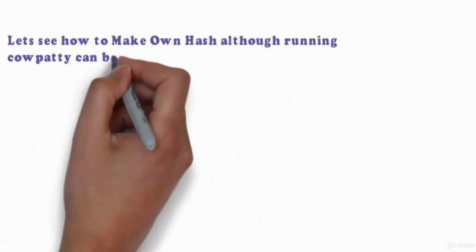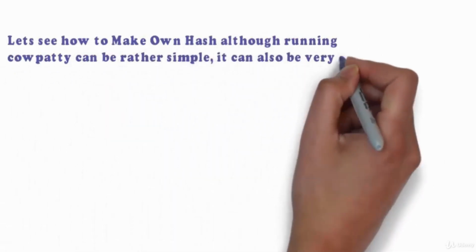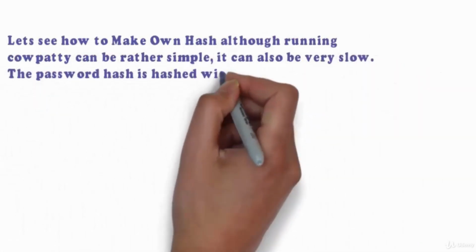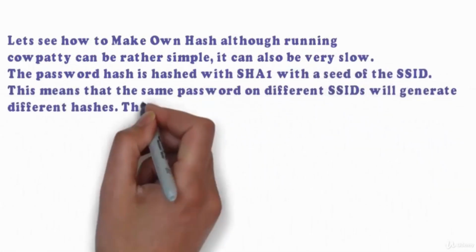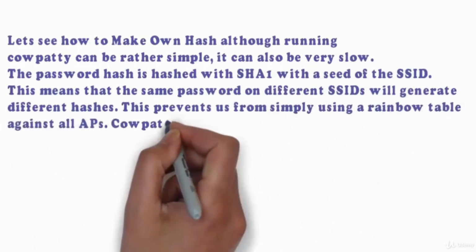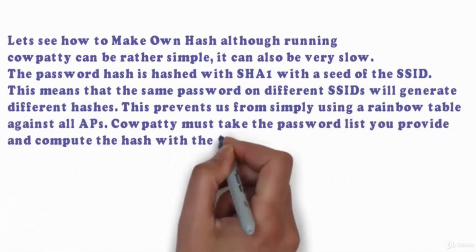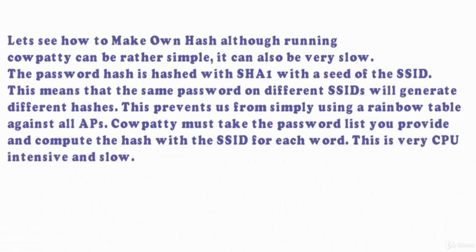Although running CowPAtty can be rather simple, it can also be very slow. The password hash is hashed with SHA1 with a seed of the SSID. This means that the same password on different SSIDs will generate different hashes. This prevents us from simply using a rainbow table against all APs. CowPAtty must take the password list you provide and compute the hash with the SSID for each word. This is very CPU intensive and slow.